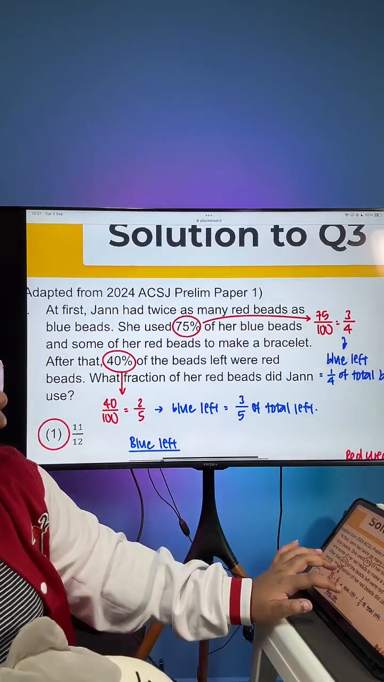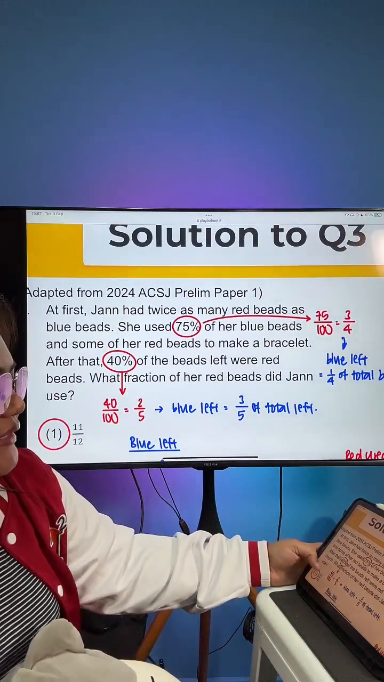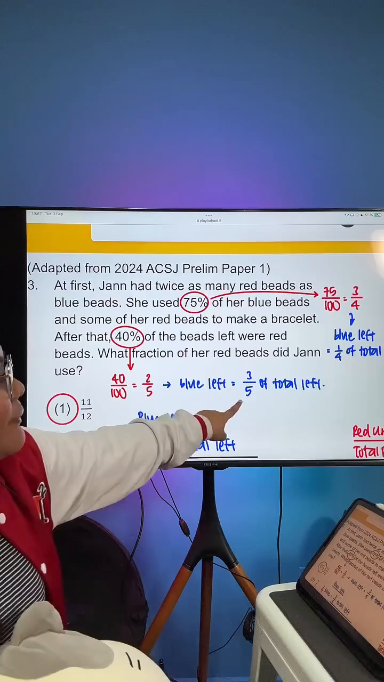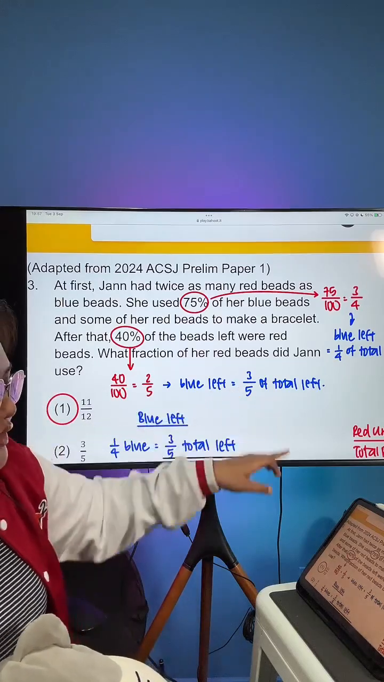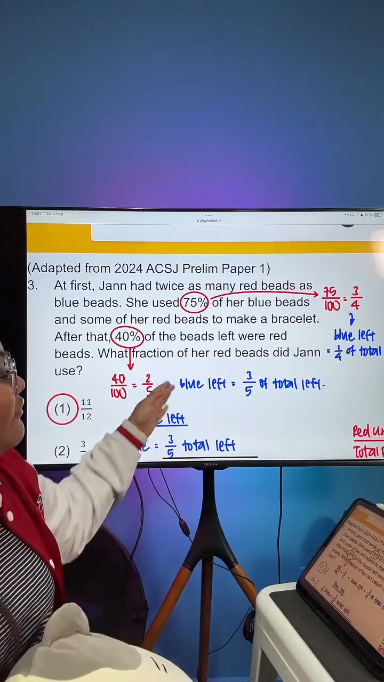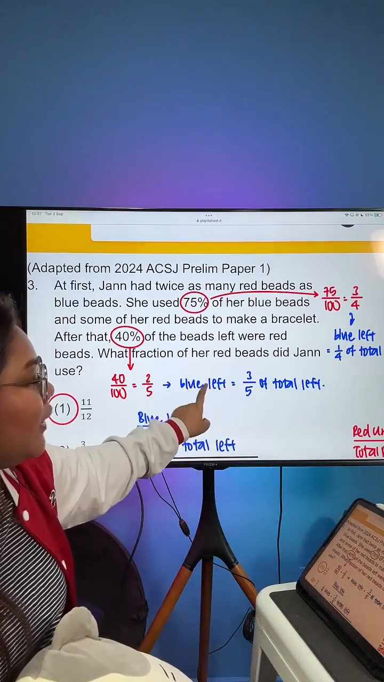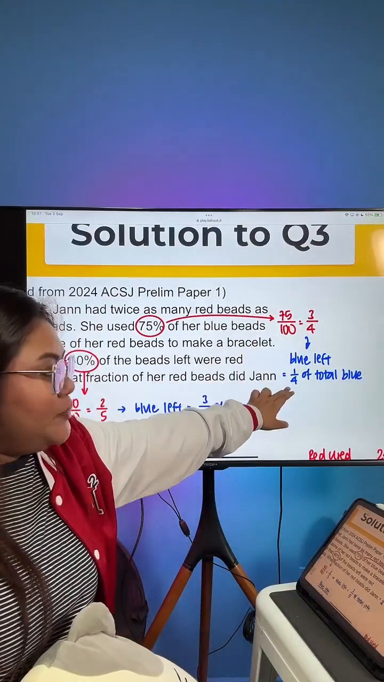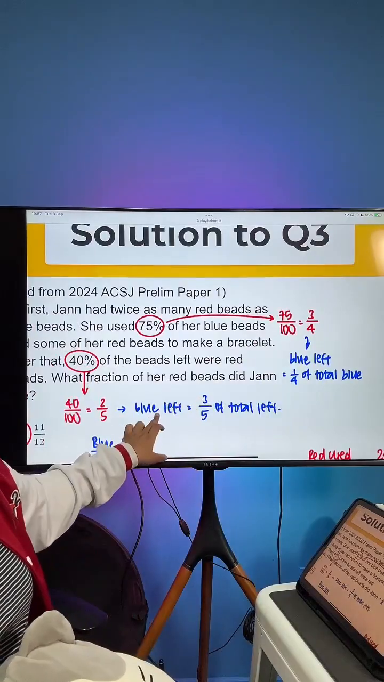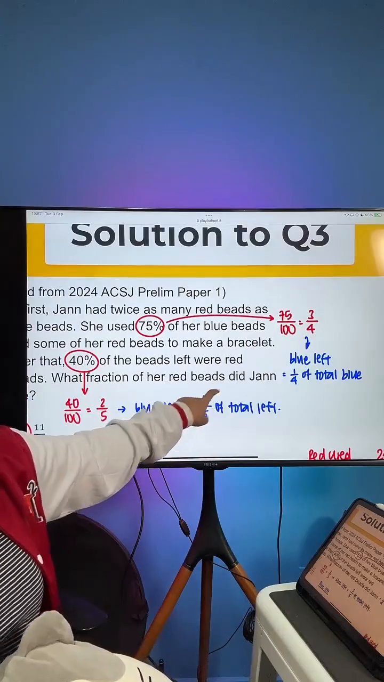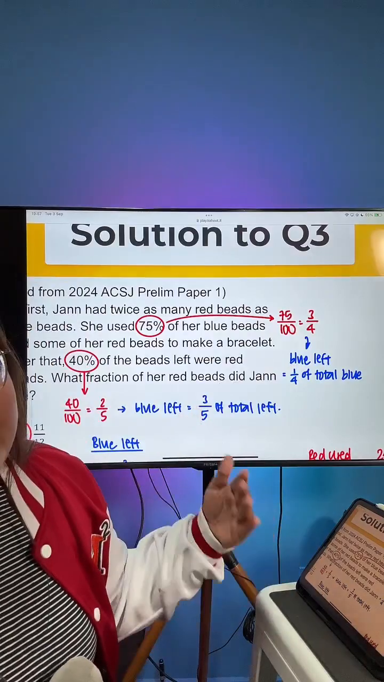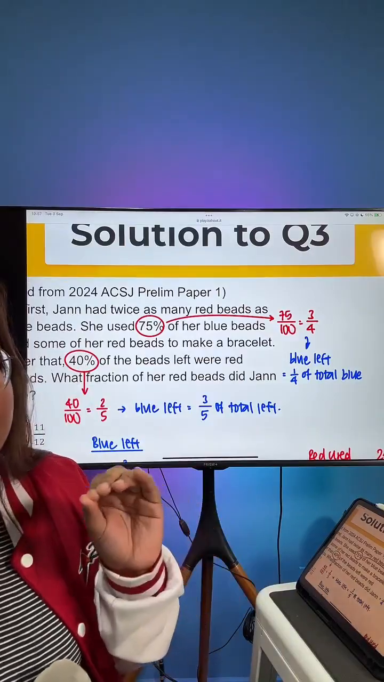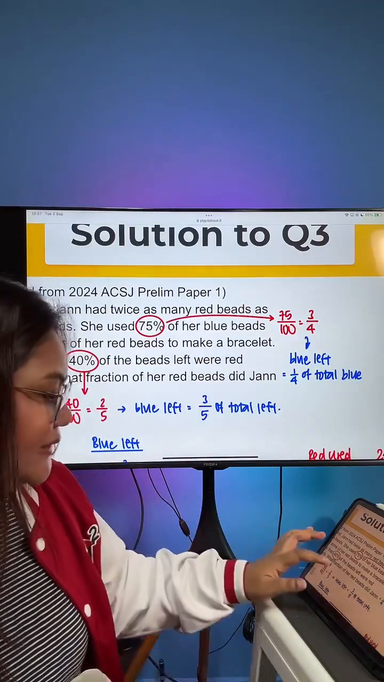On the other hand, we are told that 40% of the bits left were red bits, which means 40% is 2/5. That means 3/5 of the bits left, whatever that is left, 3/5 of it is blue. So total left is 5, blue left is 3. So if you compare what we are given, 3/4, which means 1/4 is blue left, 3/5 is blue left. This tells us that these 3 parts and this 1 part must be the same because they are talking about same parts, okay, same parts.